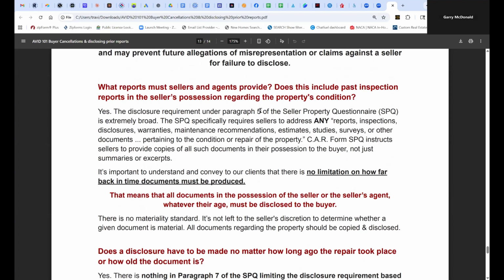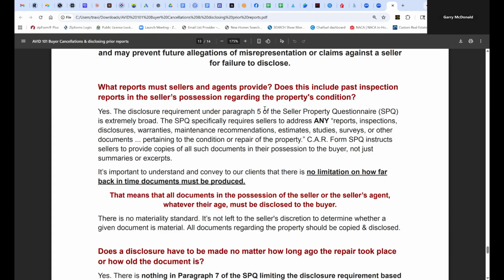What reports must sellers and agents provide? Does this include past inspection reports in the seller's possession regarding the property's condition? That's a yes. The disclosure requirement in paragraph 5 of the SPQ is extremely broad.